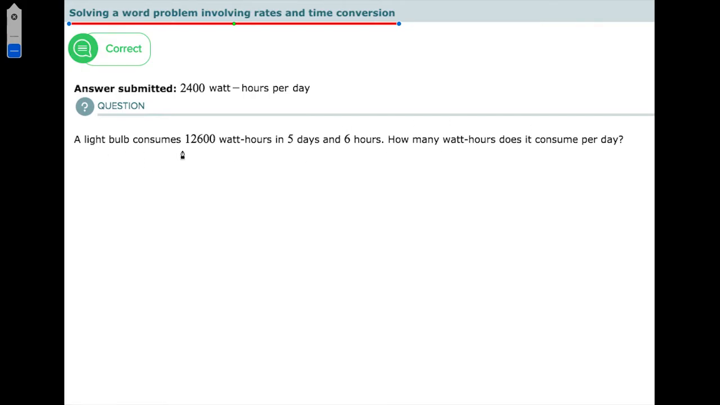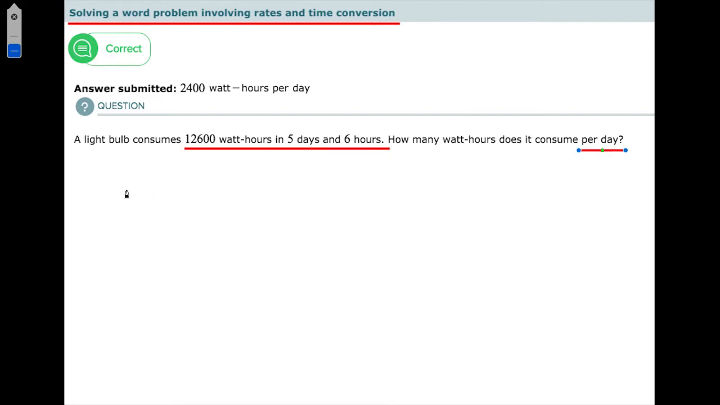A light bulb consumes 12,600 watt hours in 5 days and 6 hours. How many watt hours does it consume per day? So per day, that means we just want one day, right? So you can actually set this up with a proportion, and I think that's the easiest way to do it.